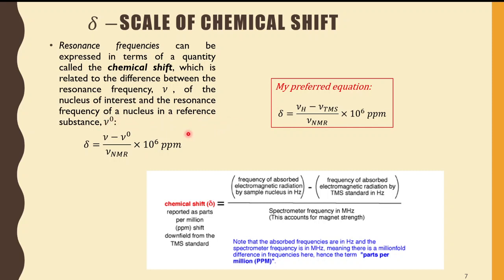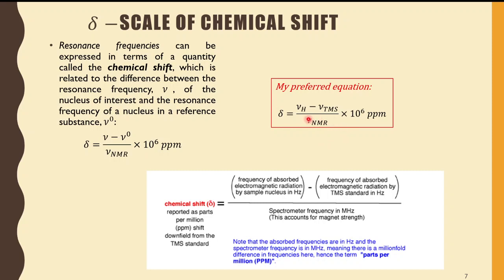Okay, and the reference is usually tetramethylsilane. I will talk about that in a little bit. This is the chemical shift, and it's usually in ppm for proton NMR and carbon-13 as well. This is the frequency of your nucleus, and this is the frequency of the TMS, which, of course, is going to be 0, and then this is the frequency of the spectrometer.